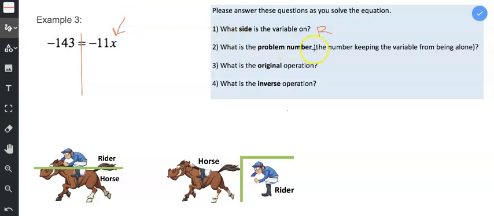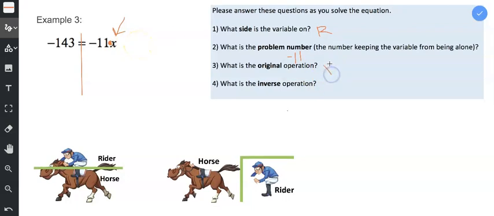What is the problem number? The problem number is negative 11. That is the number that is keeping the x from being alone on the right side. What is the original operation? Well, you can't see anything in between the x and the 11. In between those two, you don't see anything, so that means that it's multiplication. I'm going to draw in just like a dot here in the middle to show, remember that symbol means multiplication.